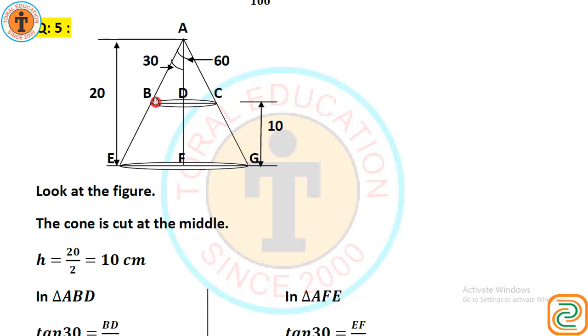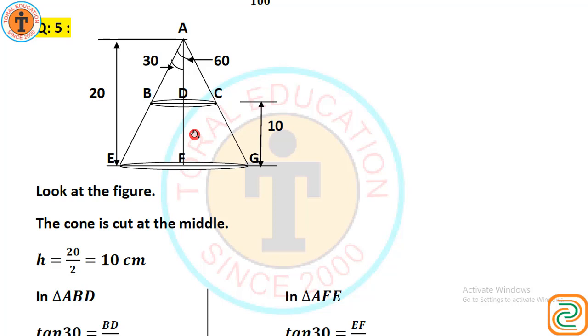If the frustum so obtained, this is the frustum, be drawn into a wire. We want to make a wire of diameter 1/16 centimeter. Diameter is 1/16 centimeter, not 1 centimeter or 0.5 centimeter, but 1/16 part of a centimeter. Find the length of the wire.